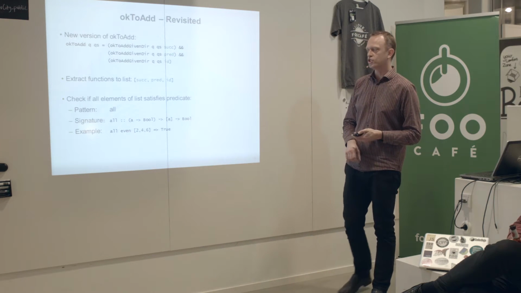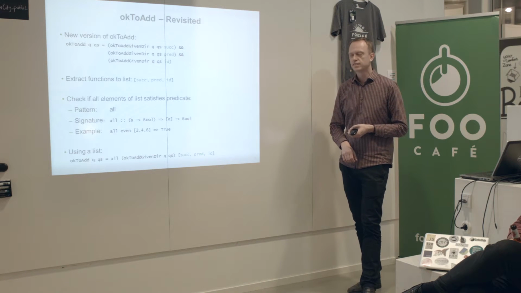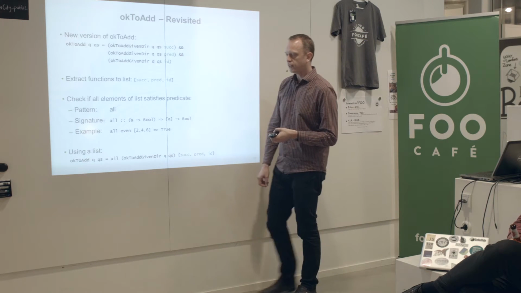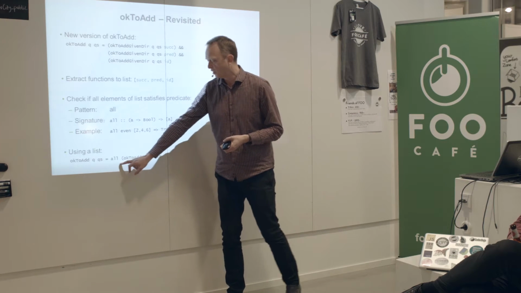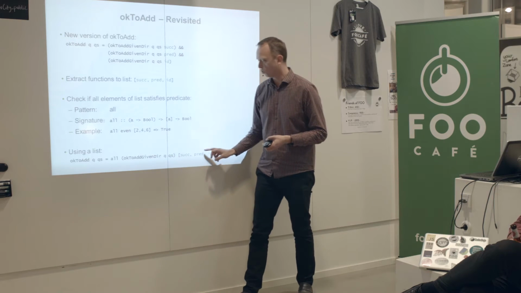And if I use that function, I can write my OK to add like this. So OK to add a queen and a partial solution is true if this predicate is true for all of these functions.